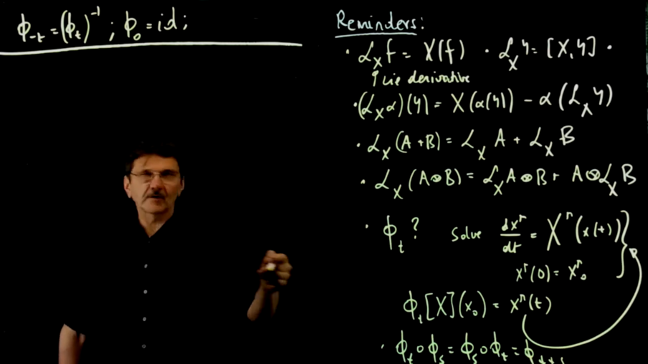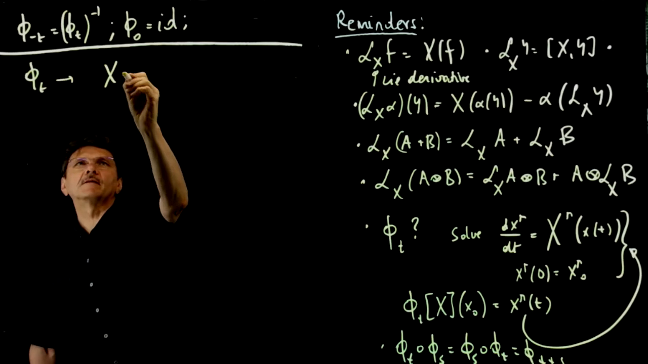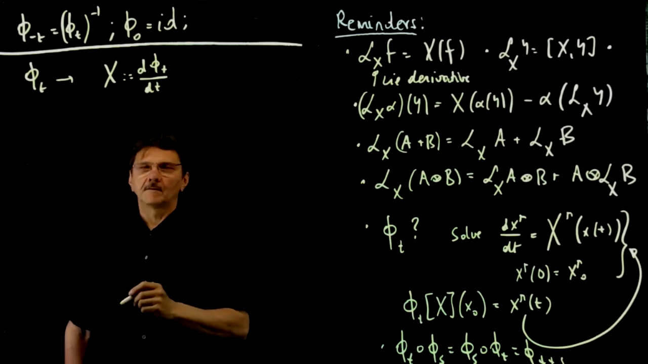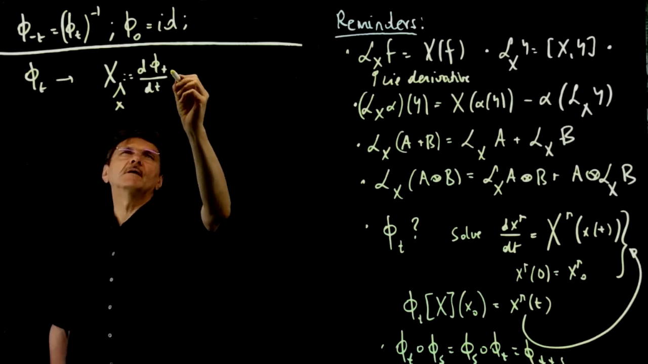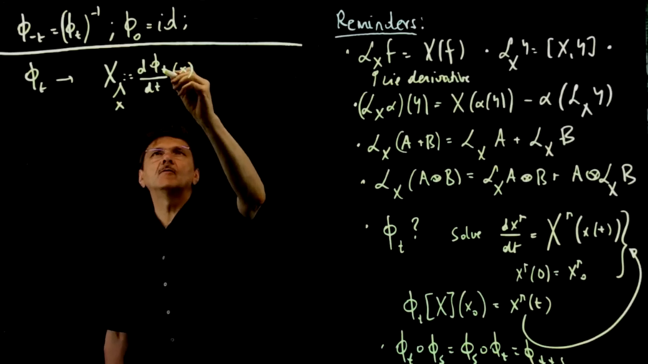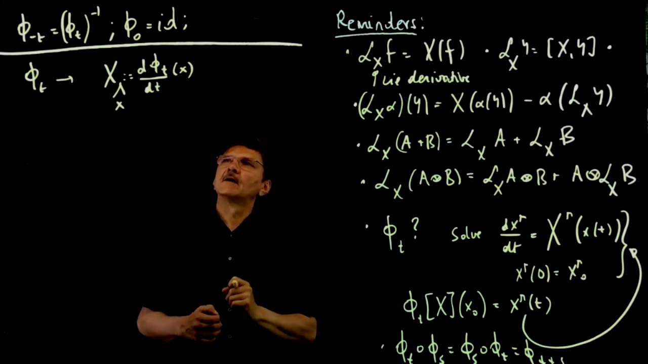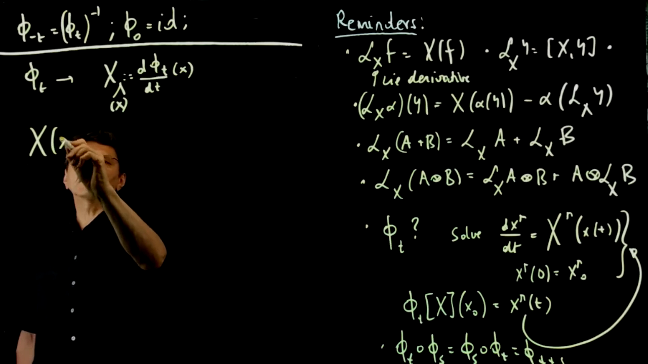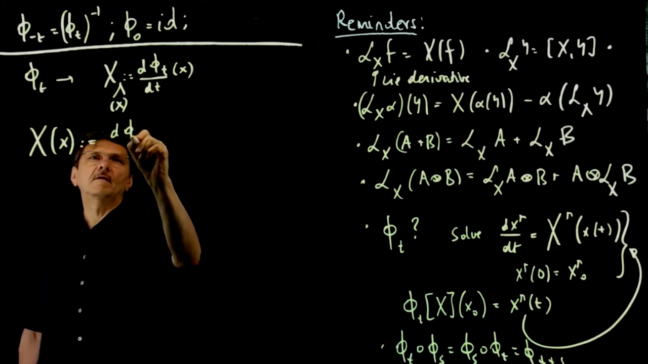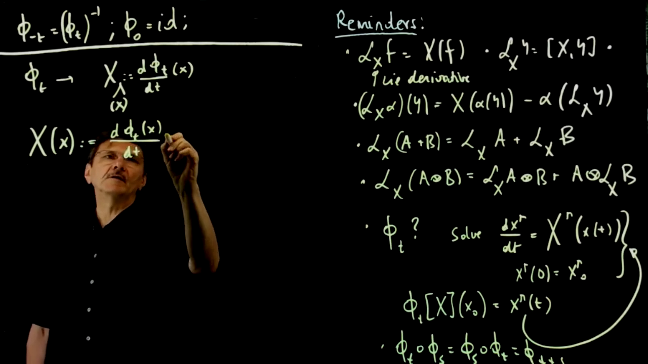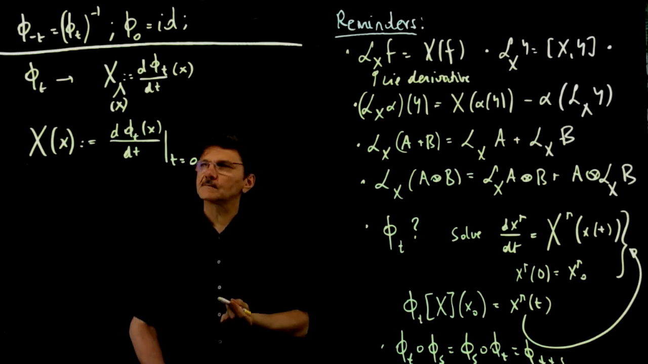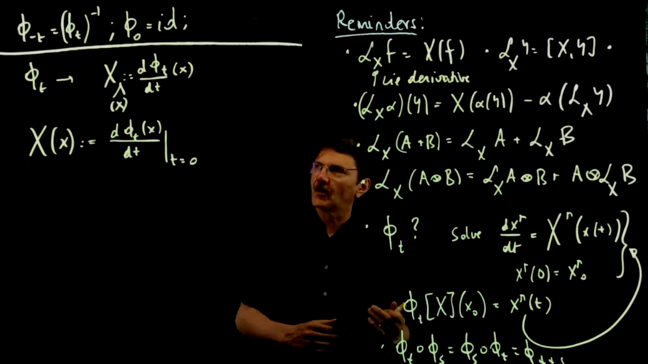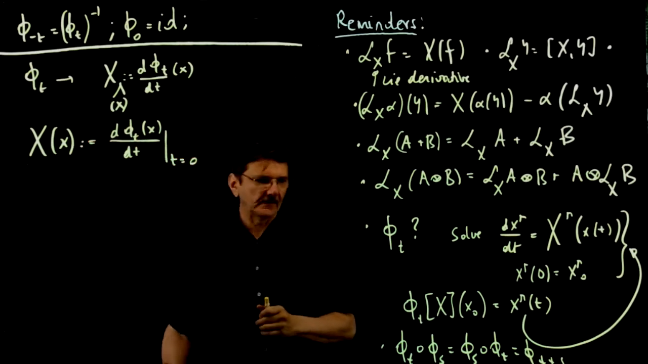The other way around, if you have a phi t, you define X as d phi t over dt. So to make this clear, right? X at a point x, you let this point flow with the flow phi t. Let me write this properly. X of x is d phi t of x over dt at t equals zero. So it can go both ways. Even given a vector field, you define a flow, or at least a local flow. And given a local flow, you define a vector field like that. Things are one to one.